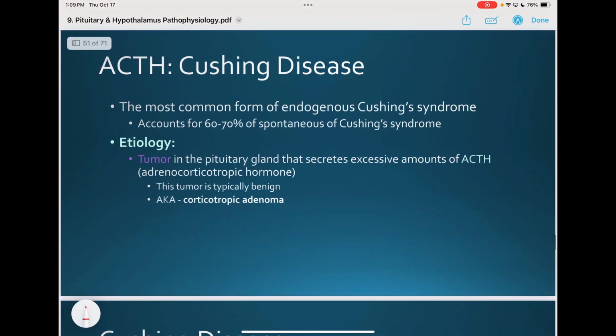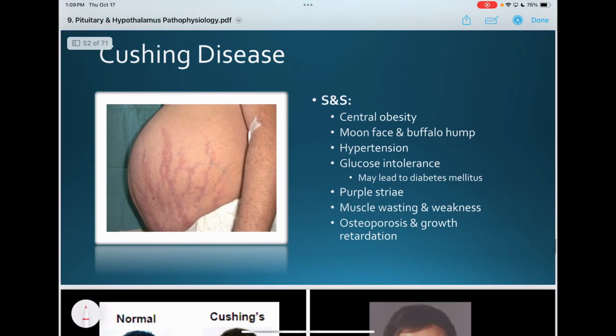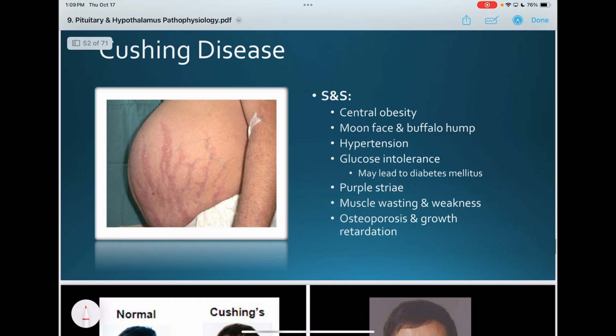But again, Cushing's disease is the most common one, and it's a tumor in the pituitary gland itself. So signs and symptoms of Cushing's disease: central obesity, okay, all that excess cortisol. You hear a lot about cortisol belly, okay, inflammation in the abdominal cavity. It's all from the excess cortisol. A moon face or a buffalo hump.